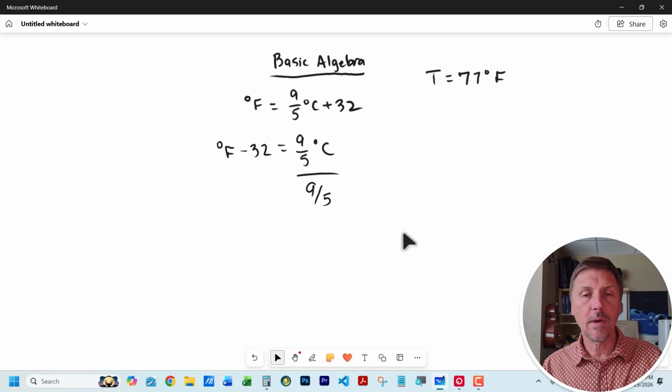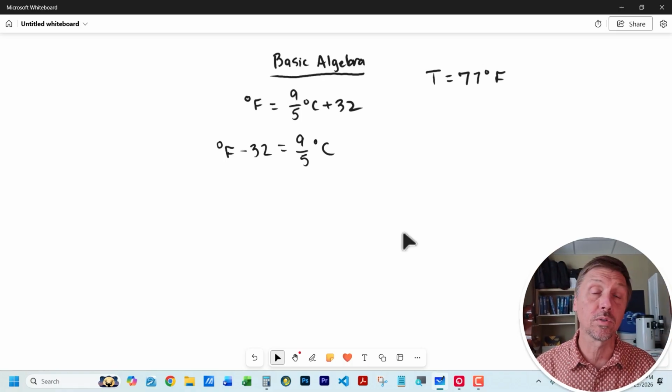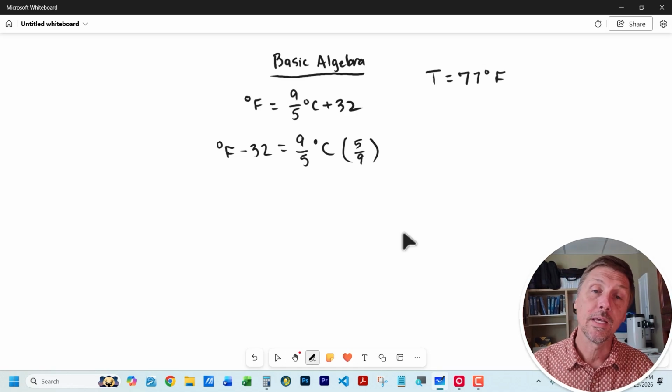But when you divide by a fraction, it's helpful to remember that dividing by a fraction is the same as multiplying by the reciprocal of that fraction. So it's actually going to be better for us to think of it that way. We're going to take this 9/5 degrees C and multiply it by 5/9, which is the reciprocal of 9/5. Now again, if I do that to the right side, I've got to do it to the left side as well.